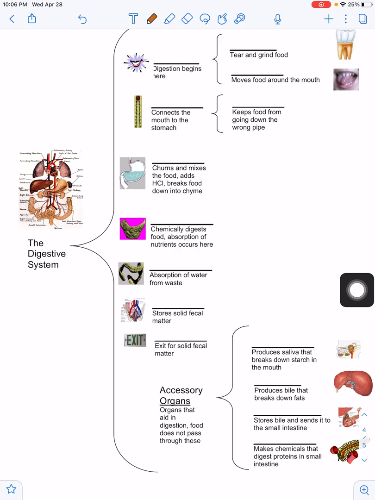All right, those are your digestive system notes. Please have them completely filled in and checked and reread and practiced so that you're ready to apply them later. Thanks, guys.